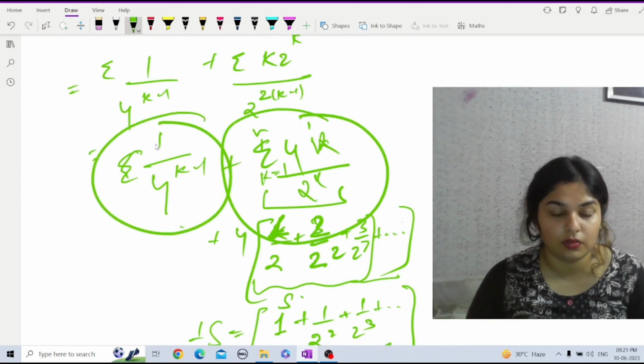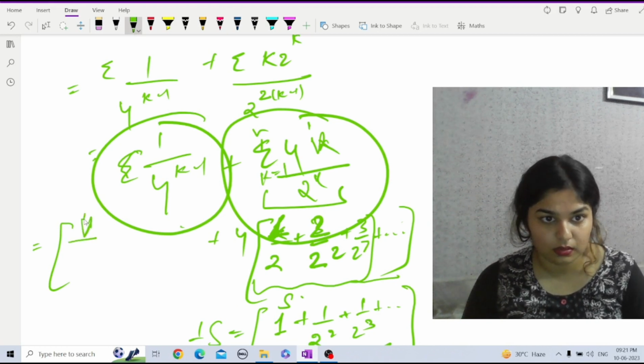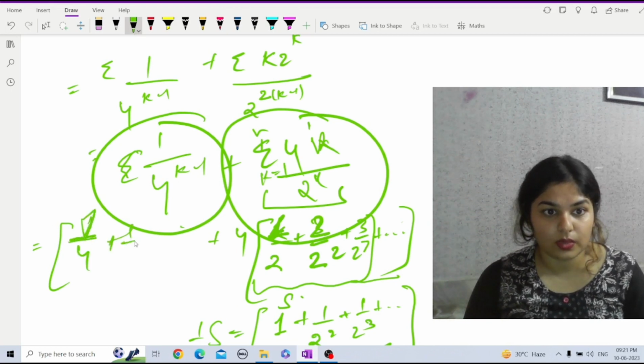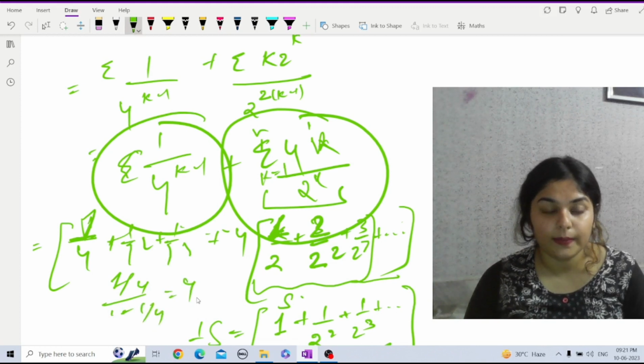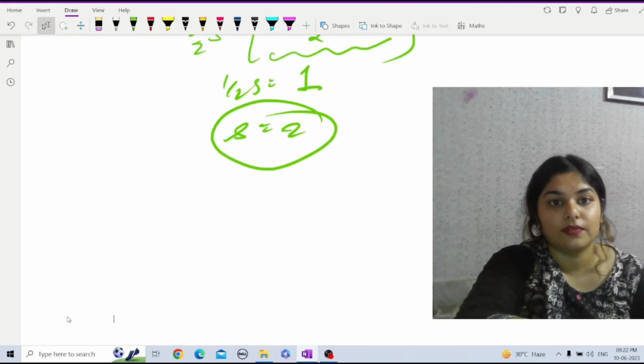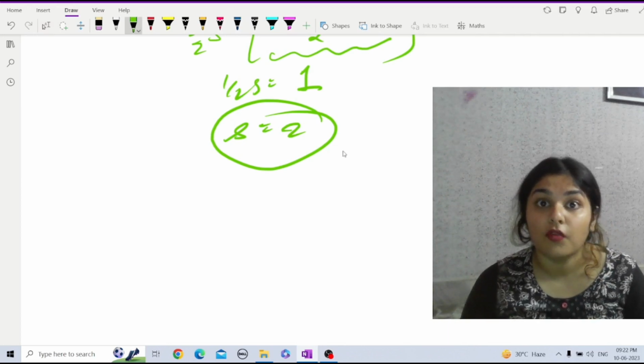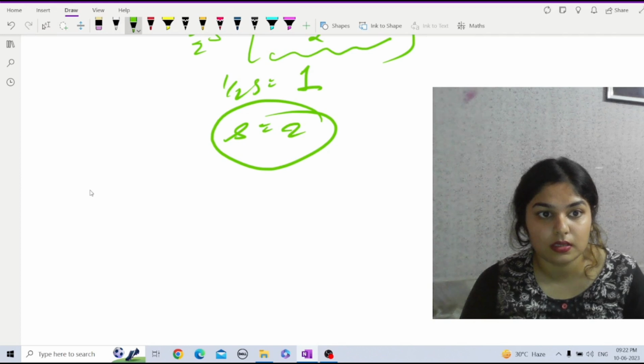Now let us try to find out this one. If you put the values, this is 1 by 4 plus 1 by 4 square plus 1 by 4 cube and so on. So this is 1 by 4 by 1 minus 1 by 4, that is 1 by 3. That means the first part is the geometric series and the second part is 2.